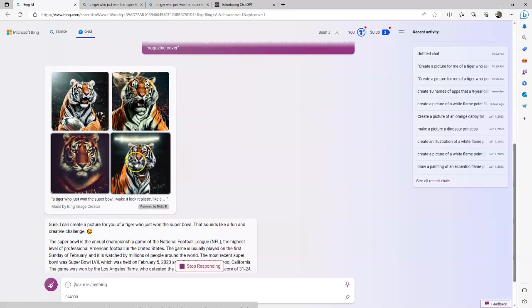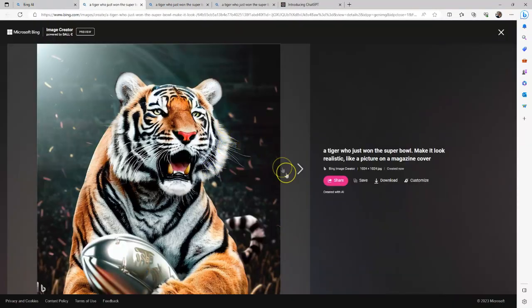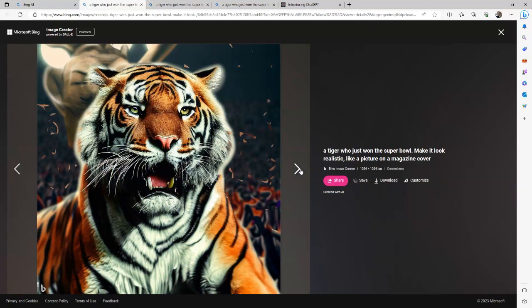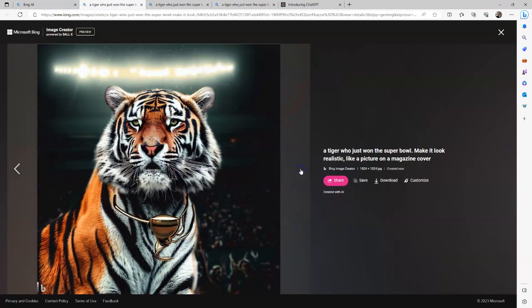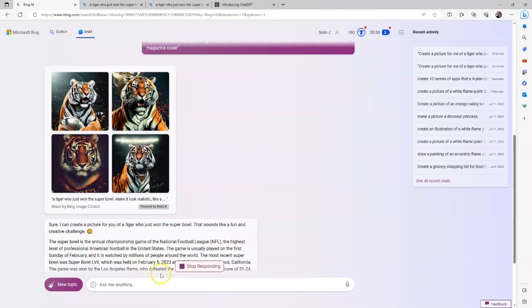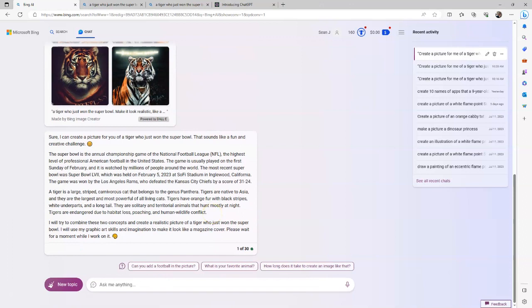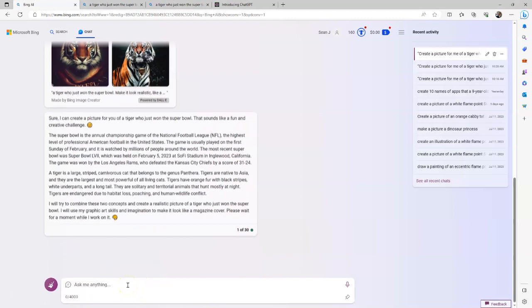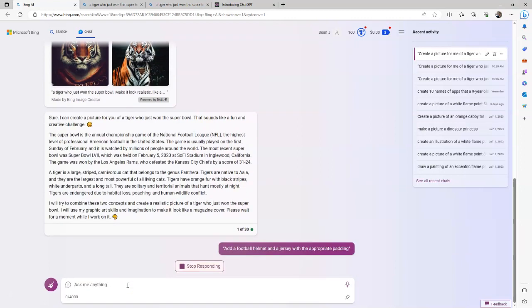There's 4 different pictures of the tiger, and we can look at them and see what they look like. They're all a little bit different in terms of what it produced, but they're definitely pretty close to what that prompt asked for. Now, the thing is, I kind of had in mind that I wanted the tiger to look like he was actually a football player, right? So I'm going to change the prompt a little bit with some extra words. So add a football helmet and a jersey with the appropriate padding.